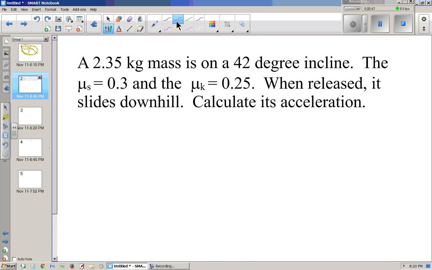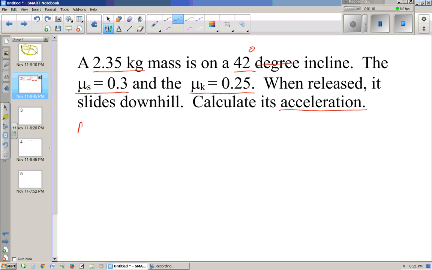So what we have here is a 2.35 kilogram mass on a 42-degree incline. The coefficient of static friction is 0.3 and the coefficient of kinetic friction is 0.25. When it's released, it slides downhill. Calculate its acceleration. How do we know it slides downhill? Because they told us it slides downhill. Later on, we're going to figure that out on our own.